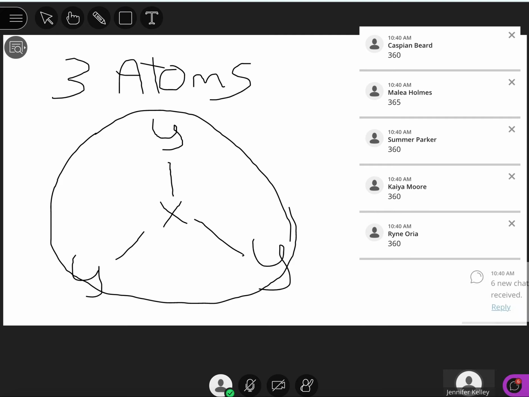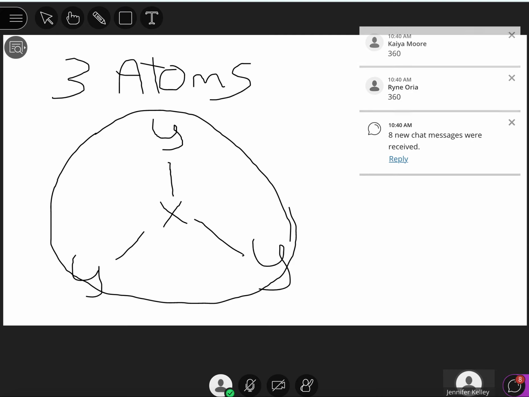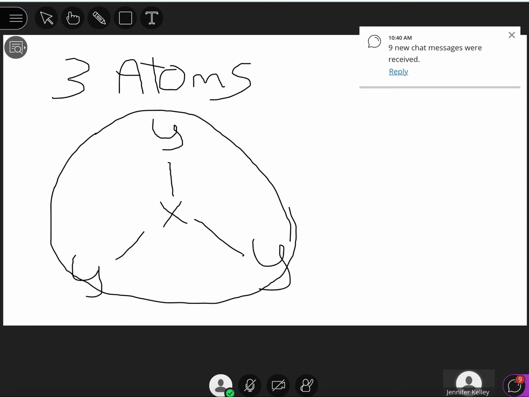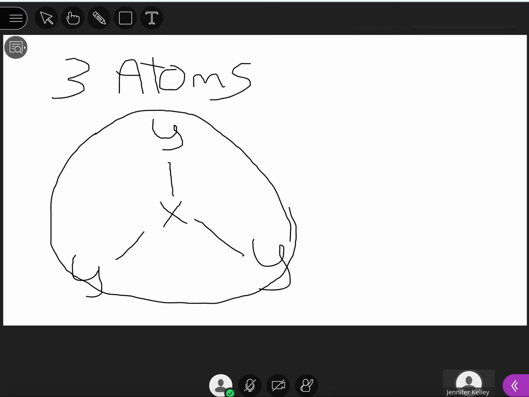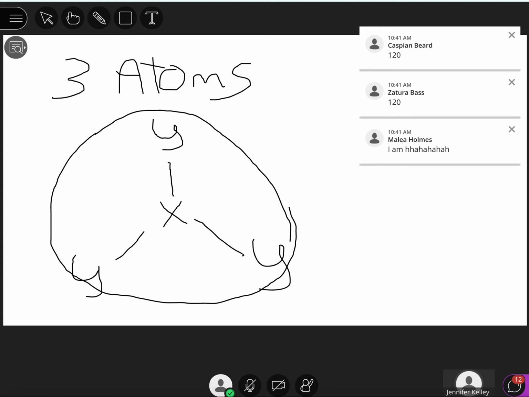360, correct. So I have 3 sections of the circle. So if I divide 360 by 3, how many is that? Look, how many degrees? That's 120. And that's the exact angle that we get for this.